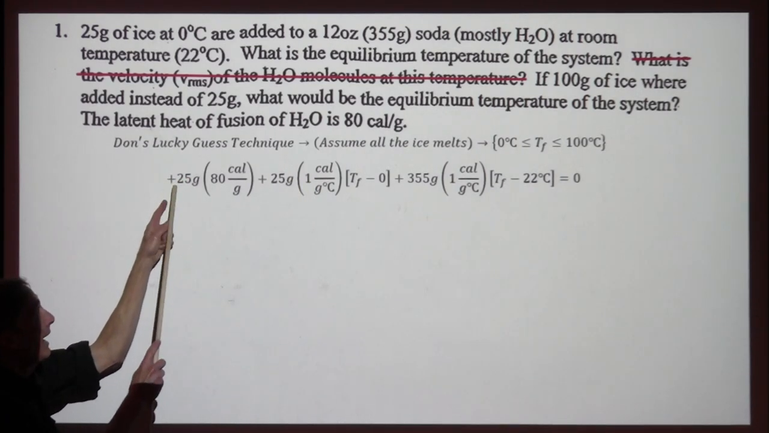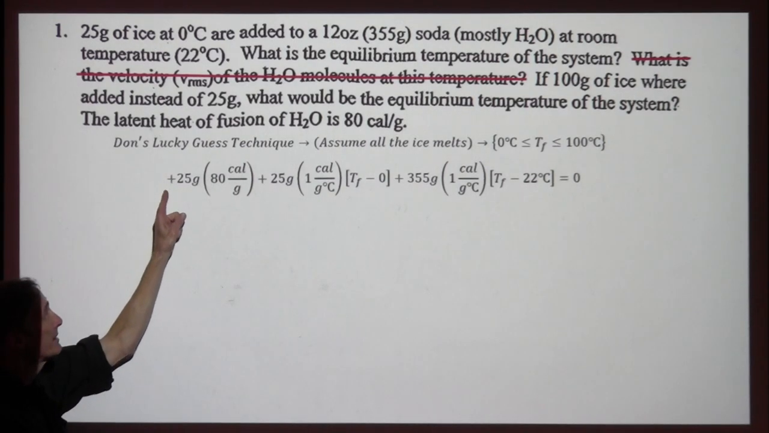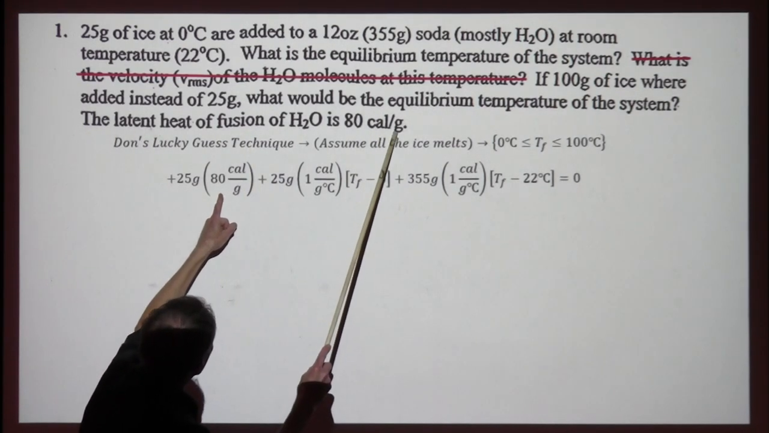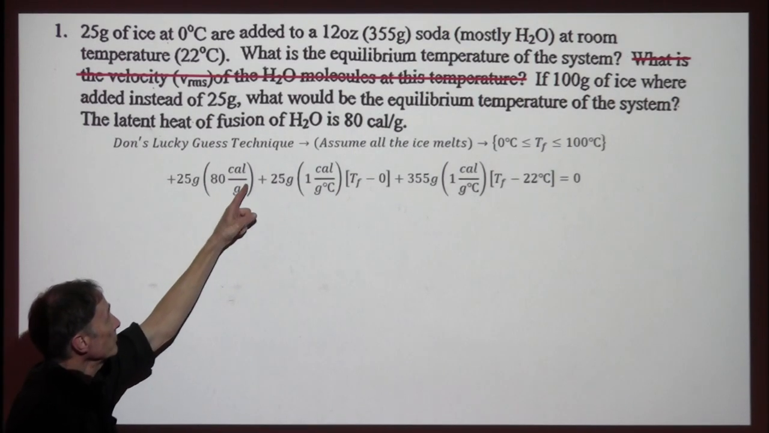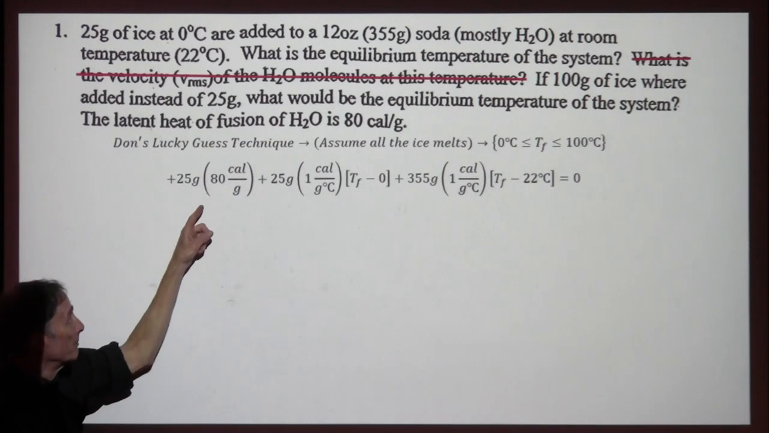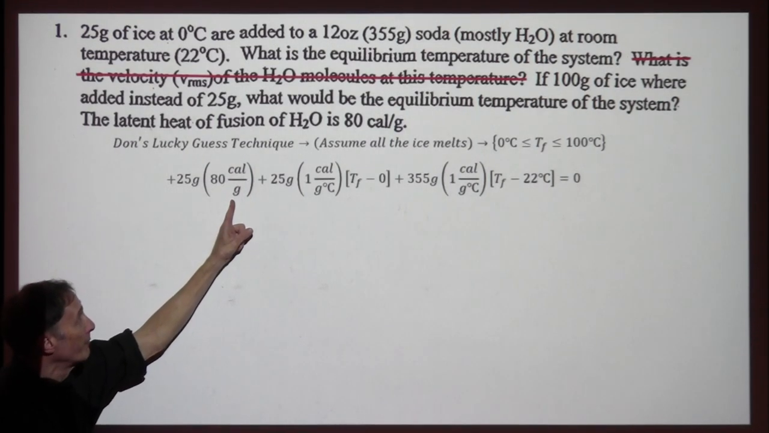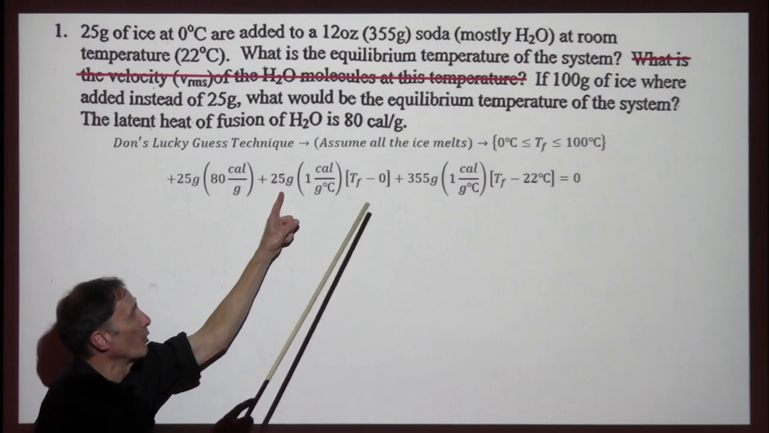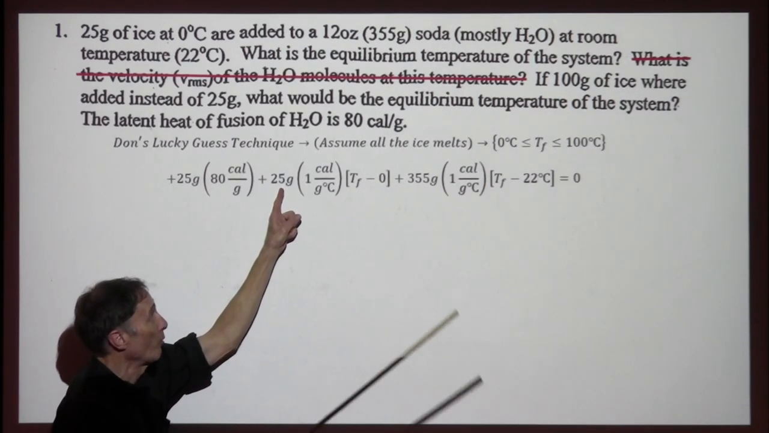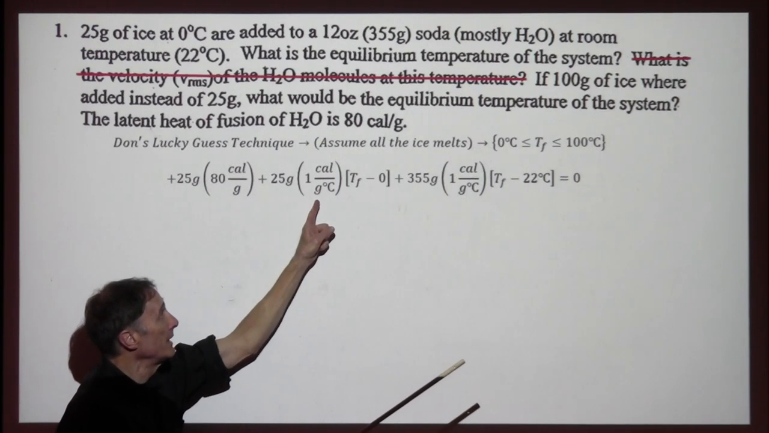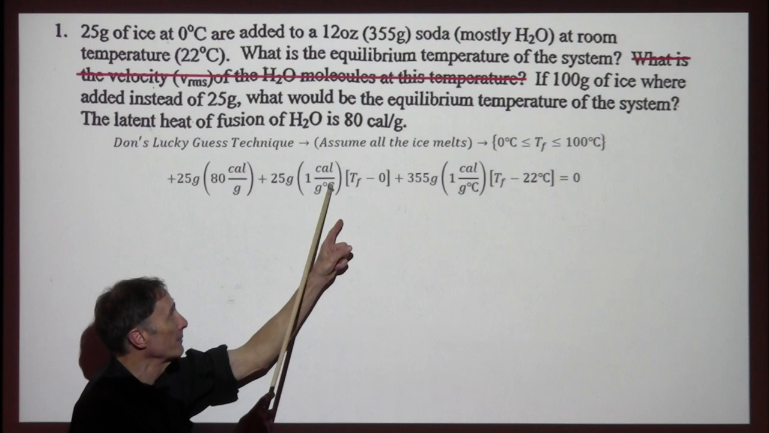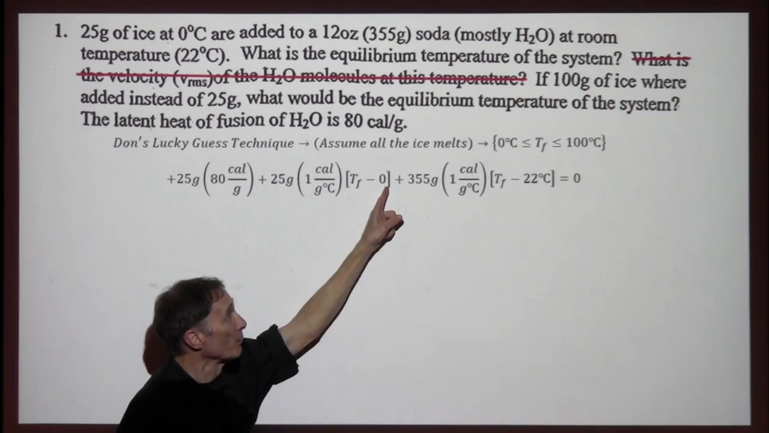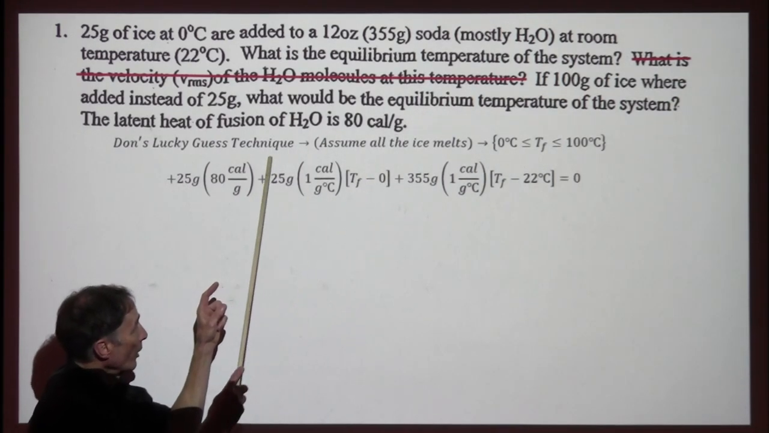I'm going to need to add some heat, so I need to stop and think about this sign. I've got a mass of 25 grams. He gave us in the problem the latent heat of fusion of H2O, which is 80 calories per gram. This will melt all of that ice. Then I'm going to take that water, which is at 0 degrees, and raise it to some final temperature. That's what I want to find. Use the specific heat of water, 1 calorie per gram degree Celsius. And again, I don't know T final, but I do know that it starts at an initial of zero. So this is the ice water, you could say.